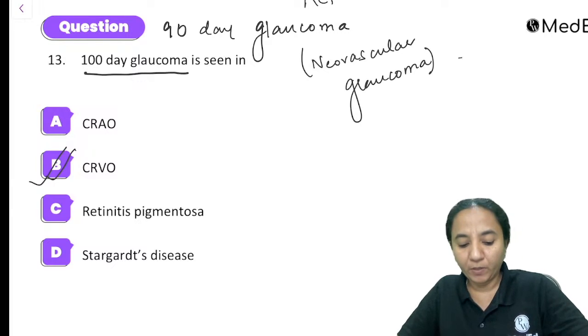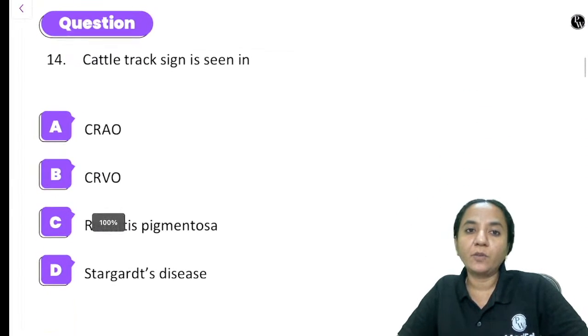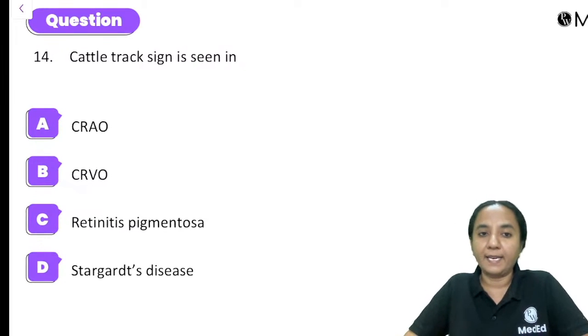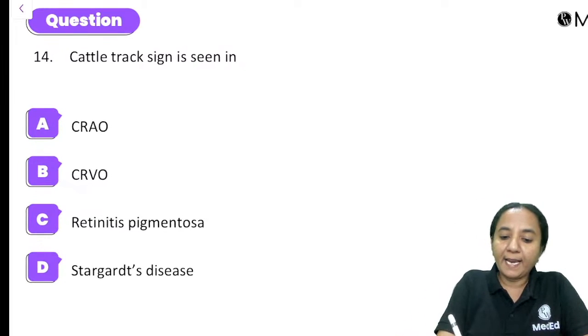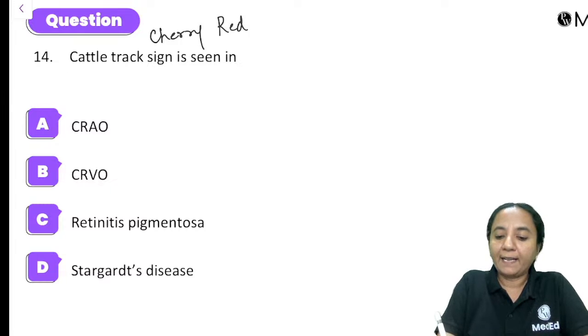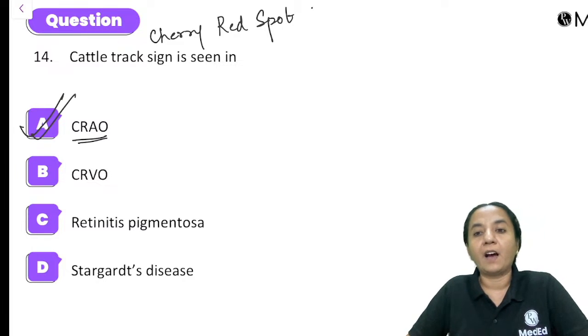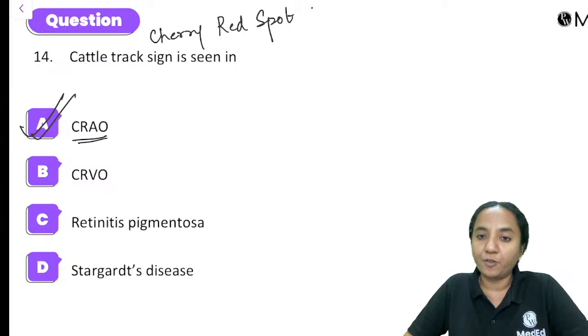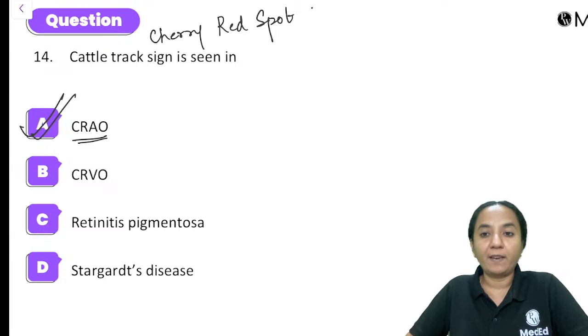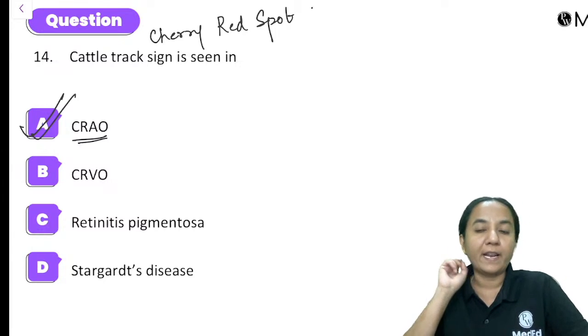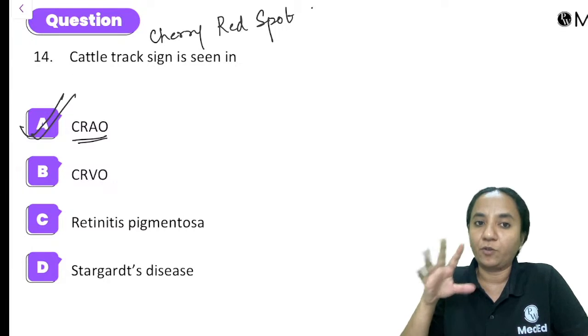Okay, chalo, next question. Where do we get to see cattle track sign? So cattle track sign and cherry red spot. Remember both of these. Both these are seen in CRAO, central retinal artery occlusion. So central retinal artery occlusion presents with cherry red spot, which means that the whole retina is pale and only the fovea is bright red.